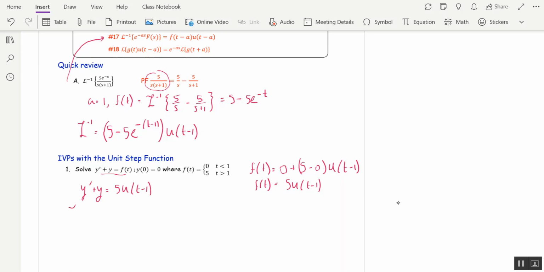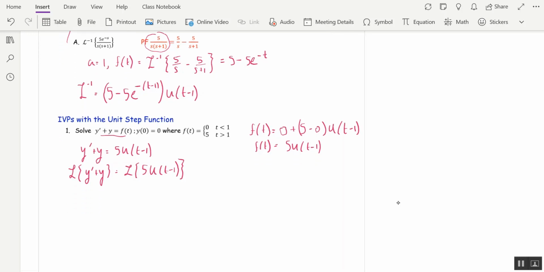So step 1, take L of both sides. L of y prime plus y is L of 5u of t minus 1. Okay? So L of y prime, that's S big Y minus y of 0, but y of 0 is 0. So S big Y plus big Y, and that's equal to, we could use formula 18. It would probably be easier to use formula 14 on this one because 5 is a constant. So this is just 5 e to the negative s over s.